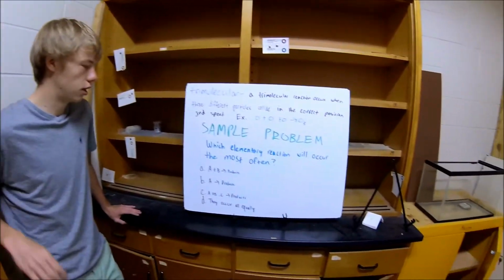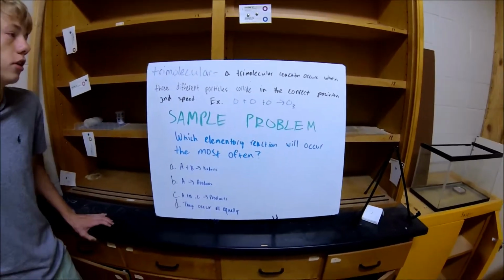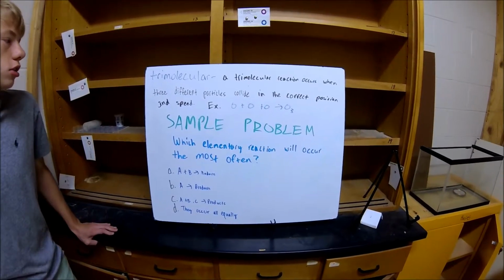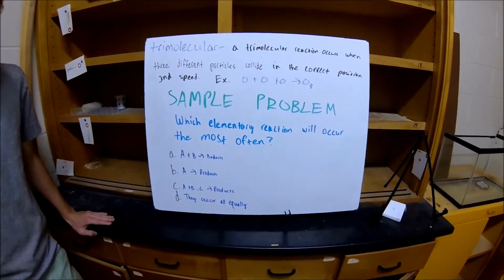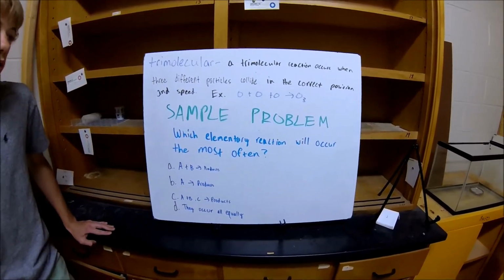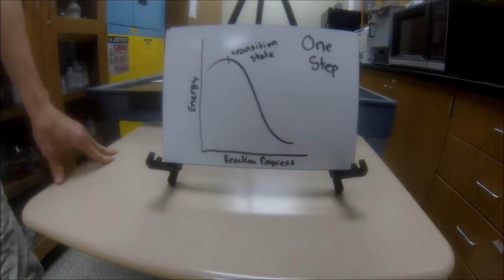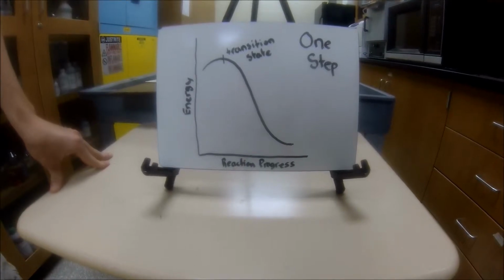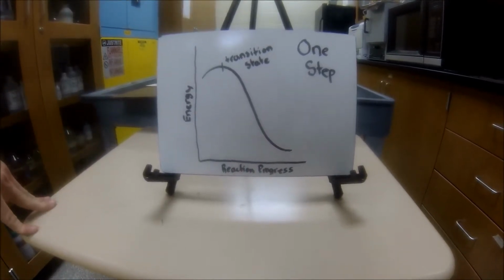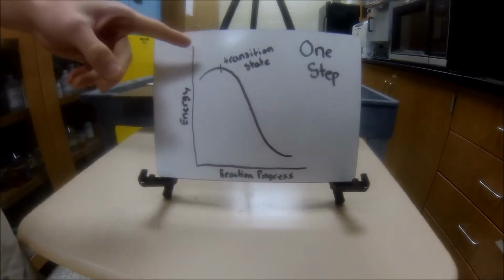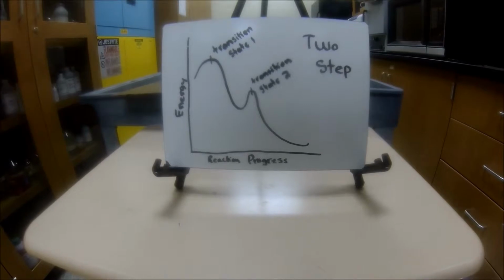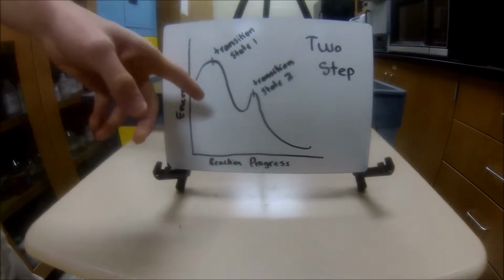The final elementary reaction is trimolecular. A trimolecular reaction occurs when three different particles collide in the correct position and speed. The example is O plus O plus O yields O3. Another way to identify elementary reactions is by looking at an energy profile graph. You can tell that this one is unimolecular because there's only one transition state. You can tell that this is a bimolecular elementary reaction because it has two transition states.